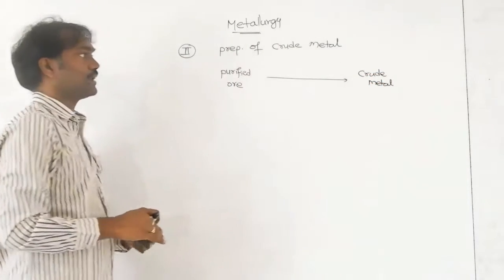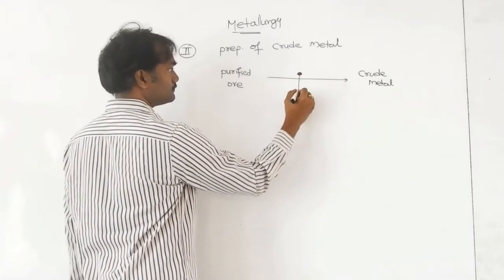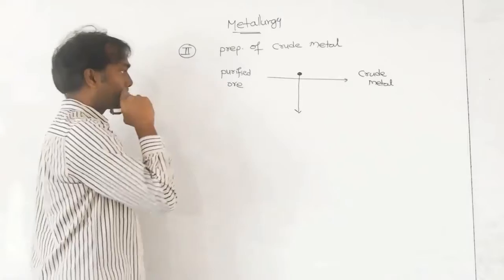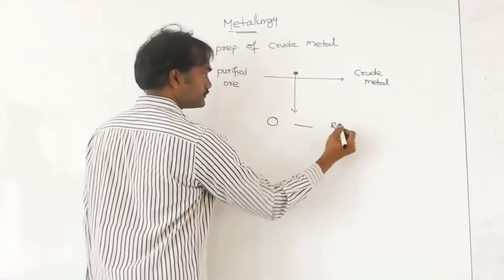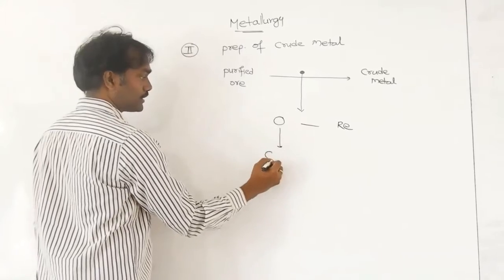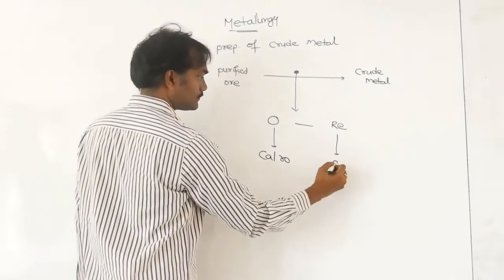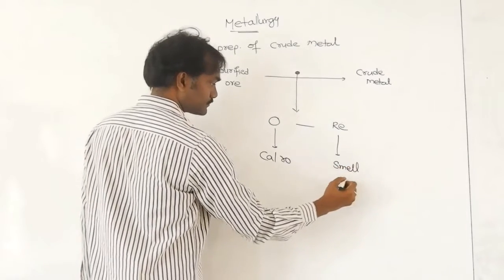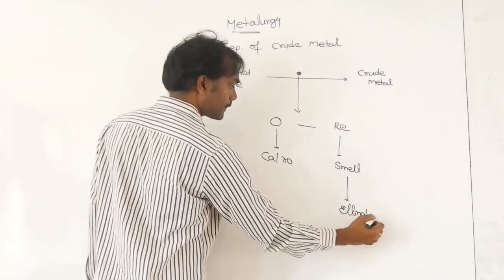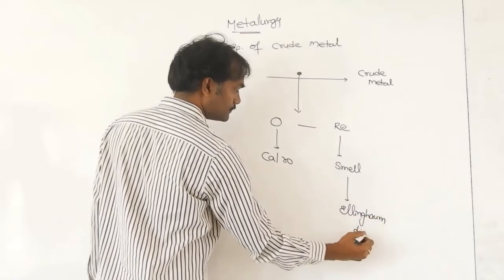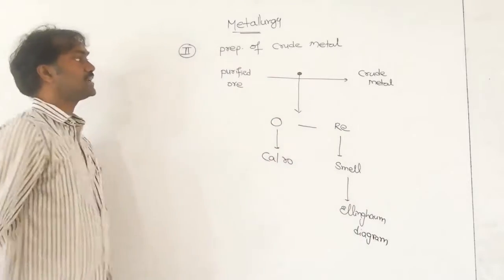Here is our shortcut: ore, roast, smelt. Next, the Ellingham diagram. So this is the total second process.